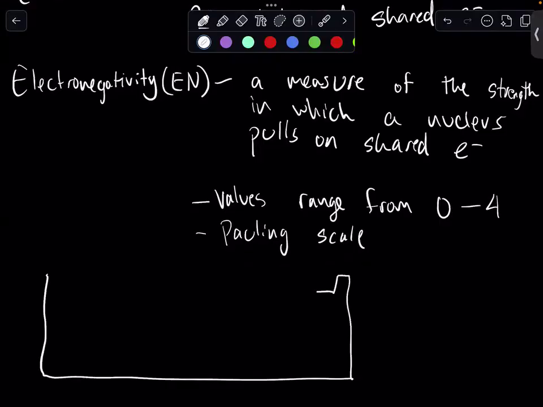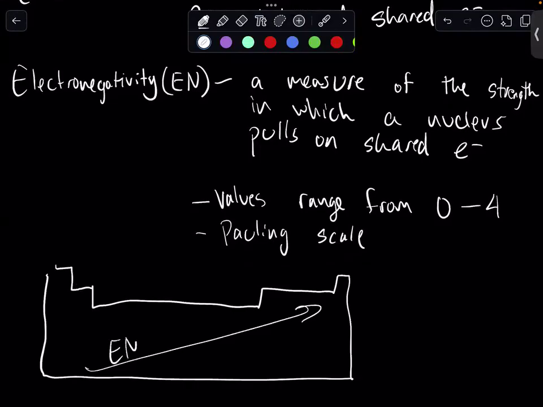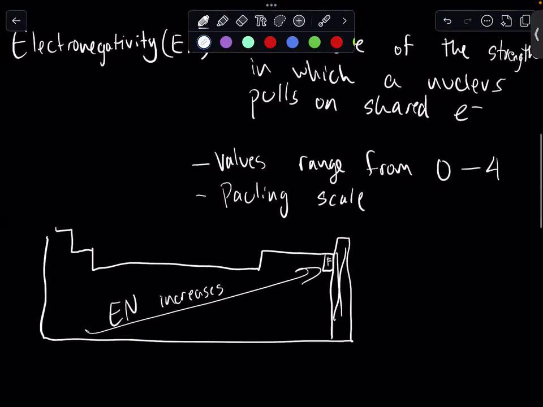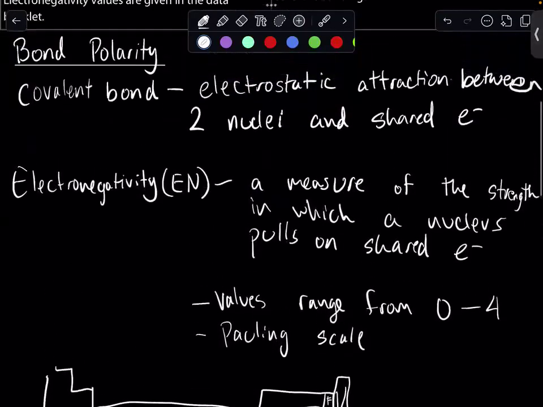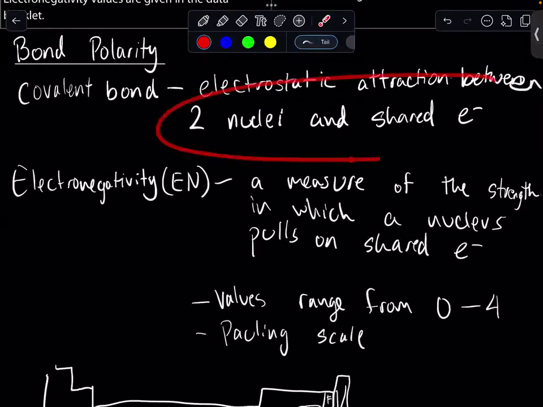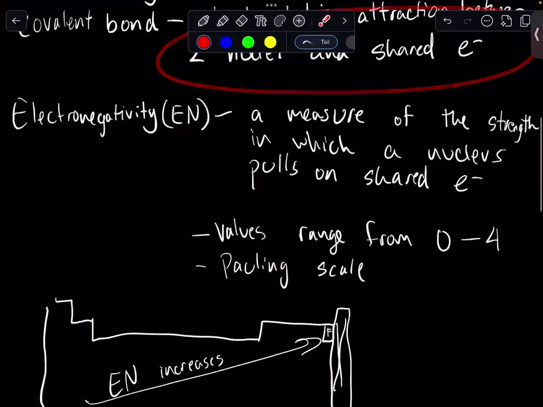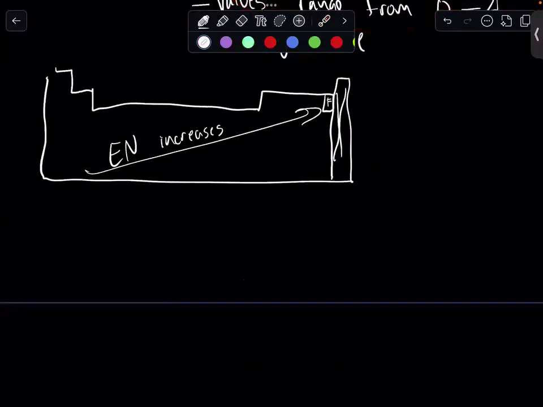The last thing is that while you do have your data booklet, which holds all the values, if we just look at the periodic table, a good thing to remember is that electronegativity increases as we move towards fluorine, which has the highest. We ignore all the noble gases because they do not have shared electrons because they do not bond. So, with these two ideas in mind, that the covalent bond is that electrostatic attraction between the nuclei and electrons, and electronegativity is the strength of that attraction, we can start looking at bonds.